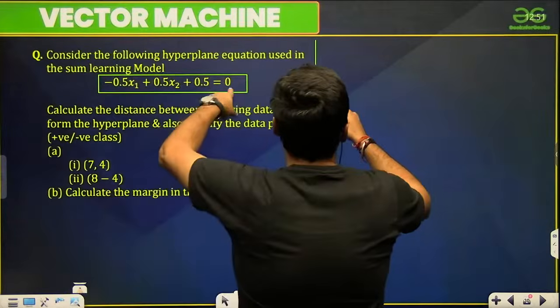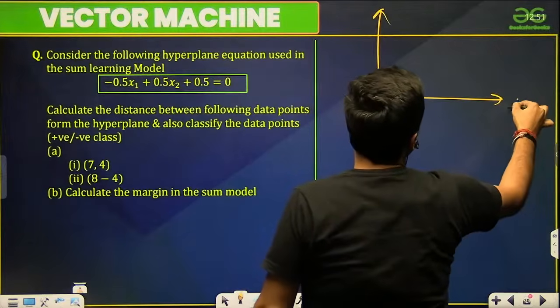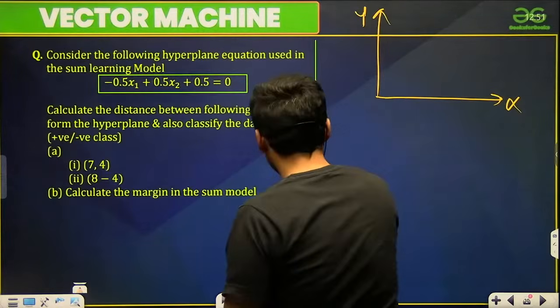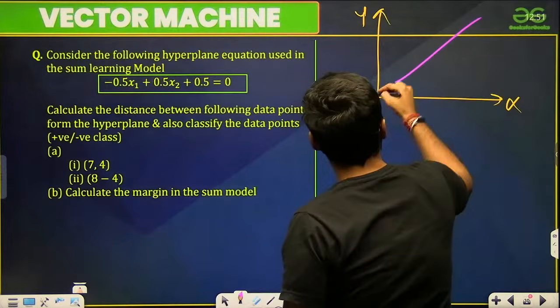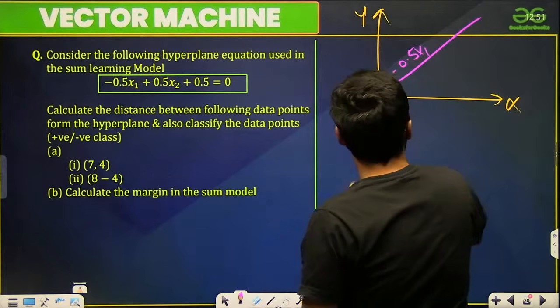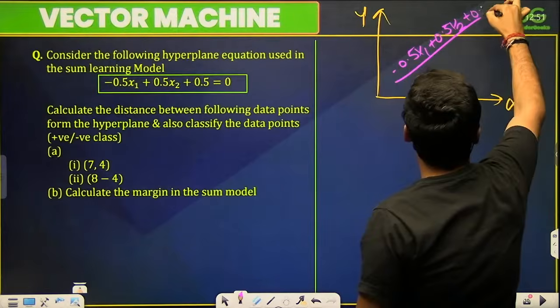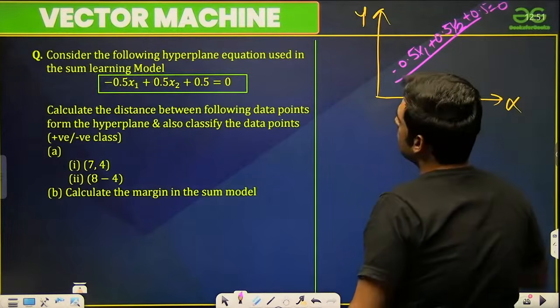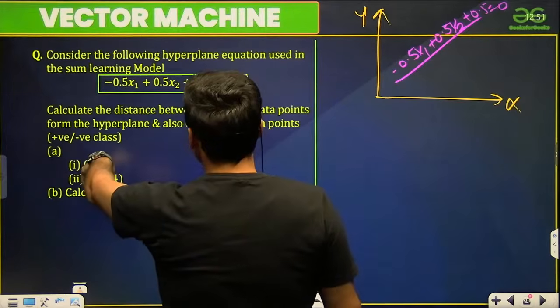Okay, so this is the main hyperplane equation. Very simple, I have given you the concept. For example, I have only a single independent variable and a dependent variable. This is the main hyperplane equation, that is negative of 0.5 x1 plus 0.5 x2 plus 0.5 equals 0. Now I need to identify whether this is negative class or positive class.